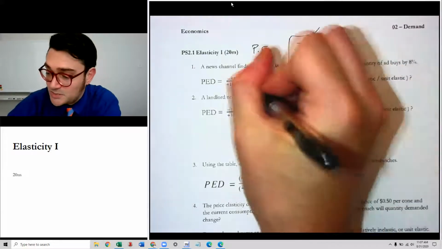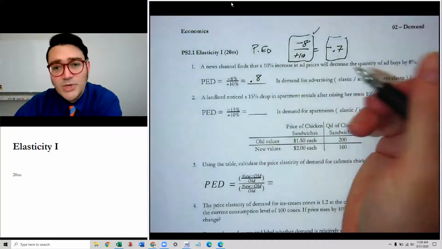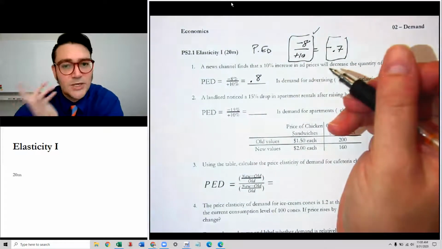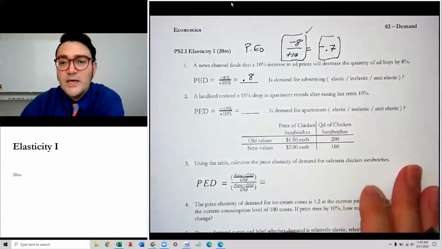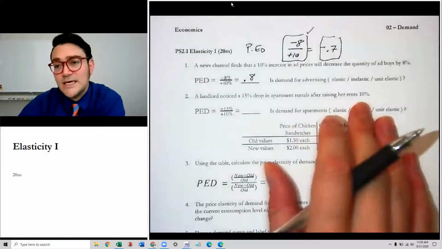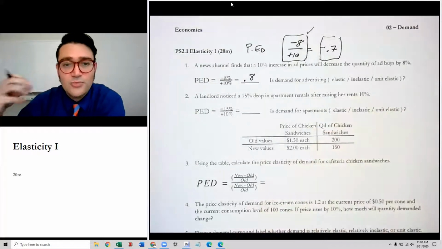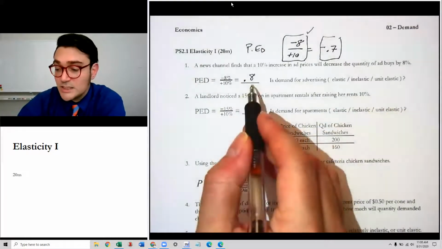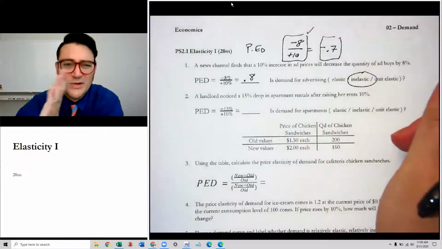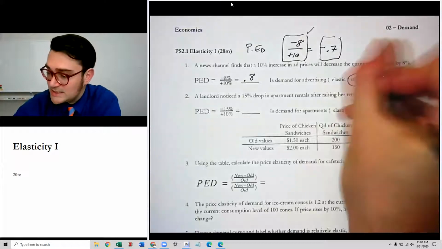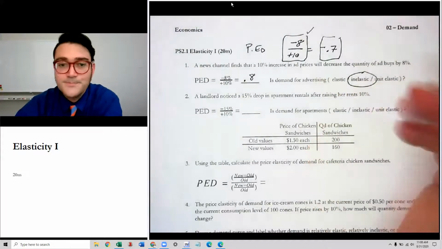All right, so this is just 0.8. You can put a negative sign if you want, because we know that all of the PEDs are negative, but you can also leave it off, and you won't get any points taken off either way. Is demand for advertising elastic, inelastic, or unit elastic? Now, this makes sure that you can think back and interpret what this value is actually telling us. Well, it means that it's relatively inelastic, that you have less than 1, right? So this is less than 1. Unit elastic would be if it's 1, elastic is greater.